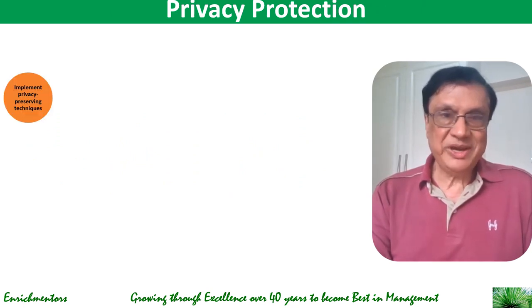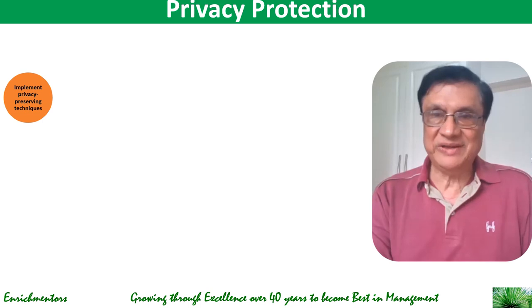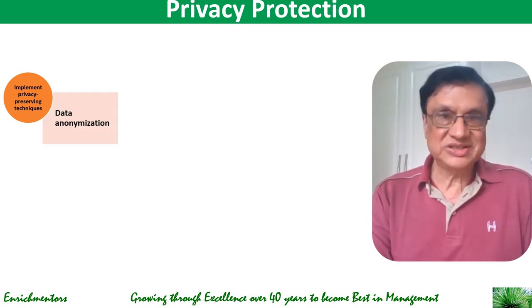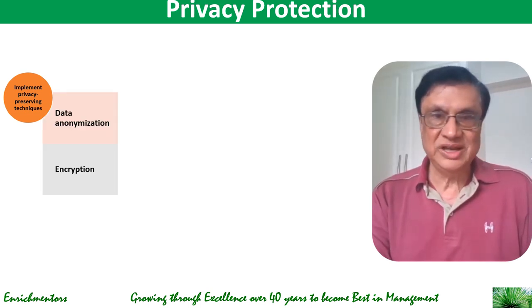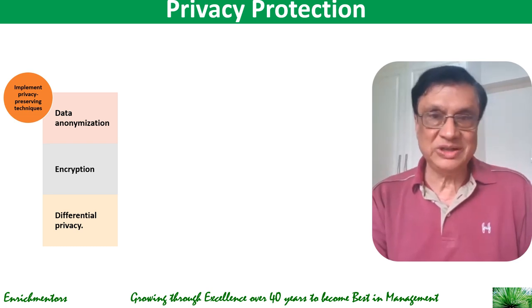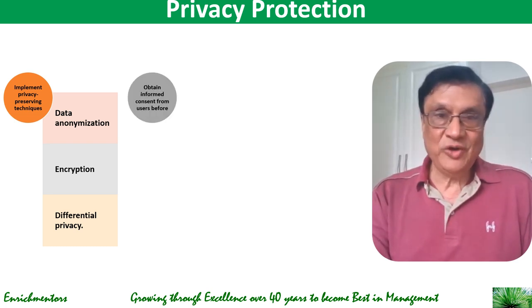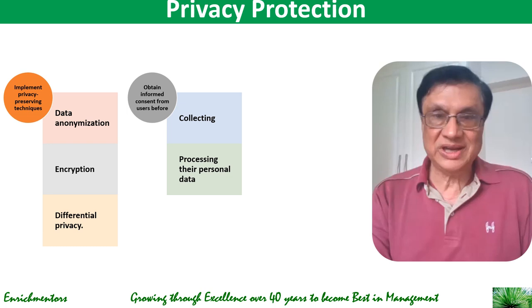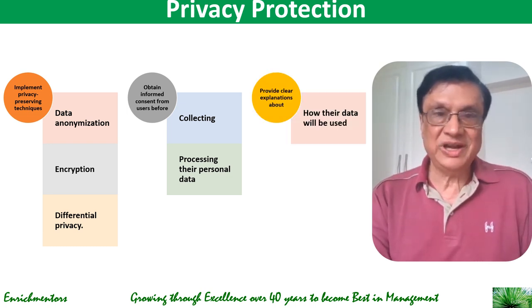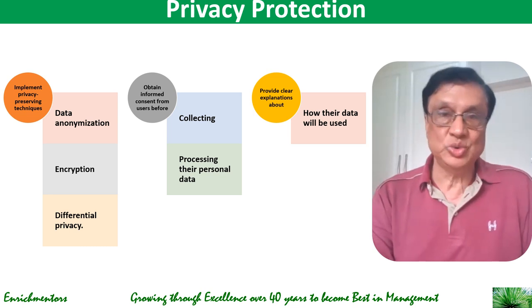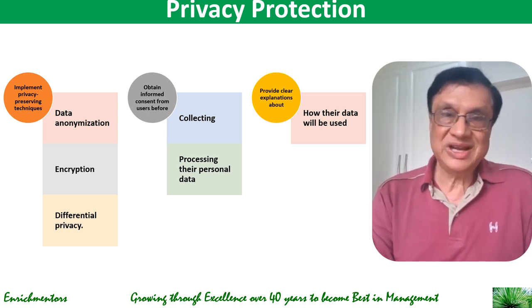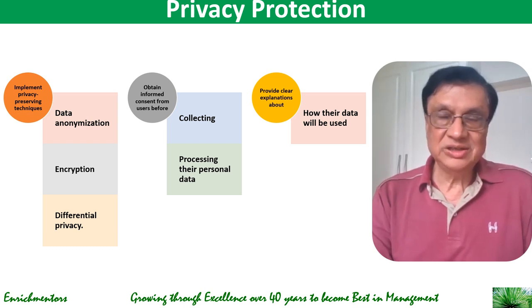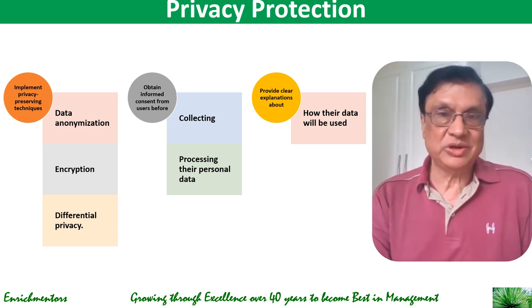Then you need to respect user privacy and data protection regulations by implementing privacy-preserving techniques such as data anonymization, encryption, and differential privacy. We talked about them earlier. And also obtain informed consent from users before collecting or processing their personal data, and provide clear explanations about how the data will be used. So these are the things that will introduce the ethical behavior in privacy protection.